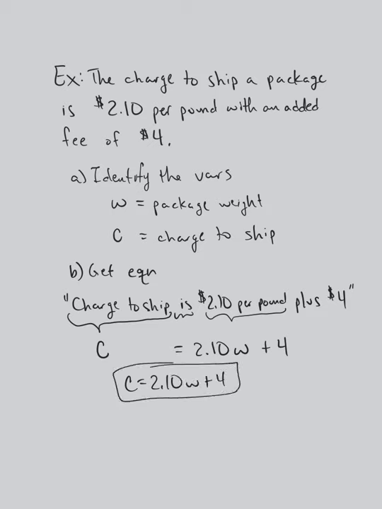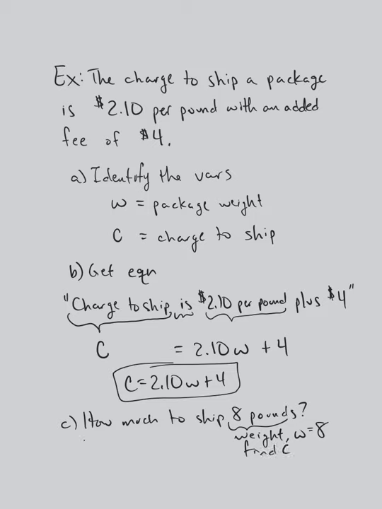And then I could ask any question based on the weight. How much to ship 8 pounds? Just realize, what are we given here? We're given a weight. What letter do we have to represent that? W, and that's going to equal 8. And what are we trying to find? How much to ship, so we're trying to find the C. We just take our equation and fill in 8 for W. So we have C is equal to 2.10 times 8 plus 4.